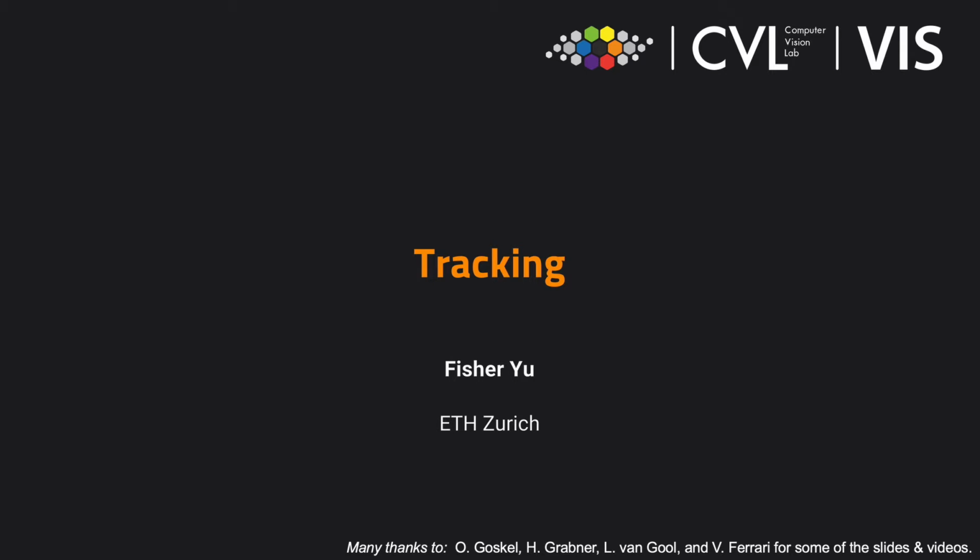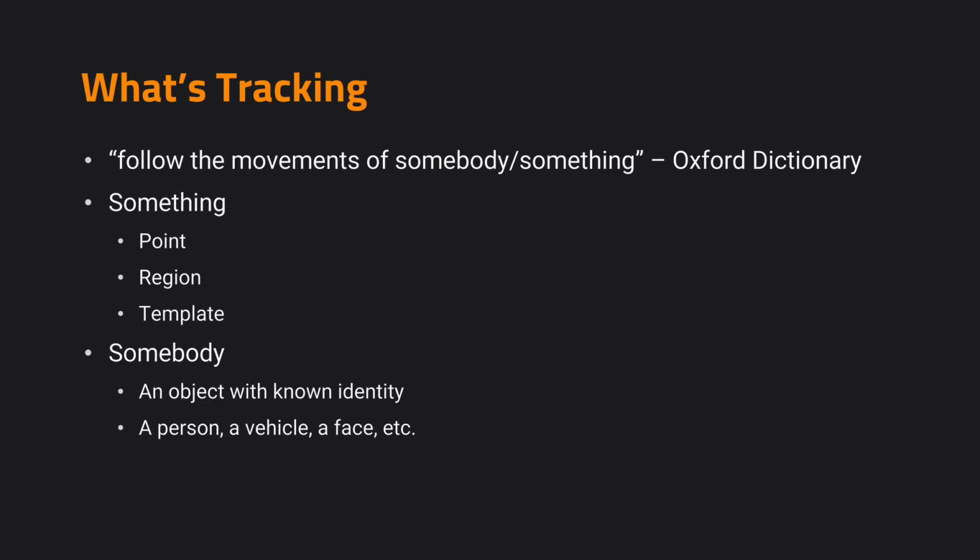Today, I'm going to talk about tracking, which is one of my favorite subjects in computer vision. So, first of all, what is tracking? If you look up a dictionary, such as Oxford Dictionary, it gives a very accurate definition. It says that the verb of tracking is to follow the movements of somebody or something.